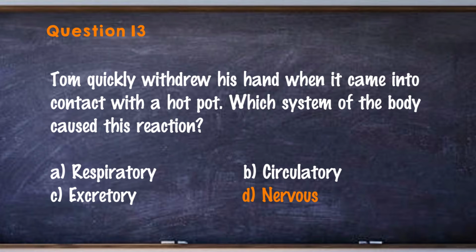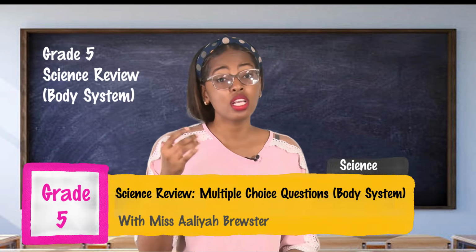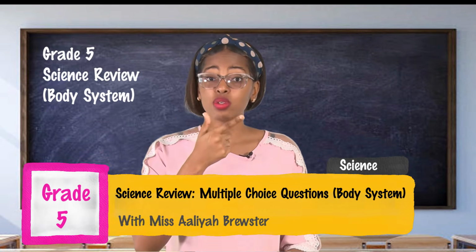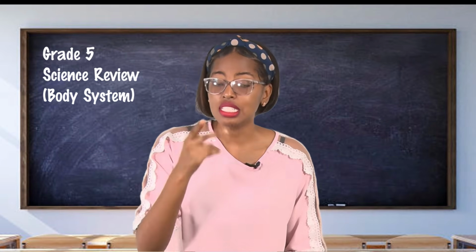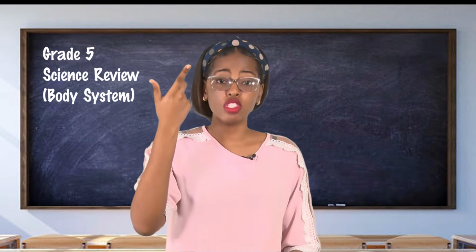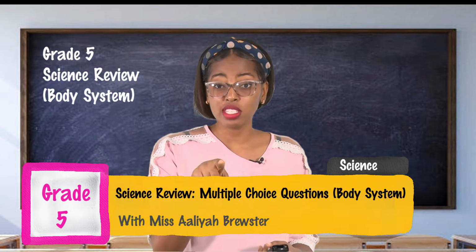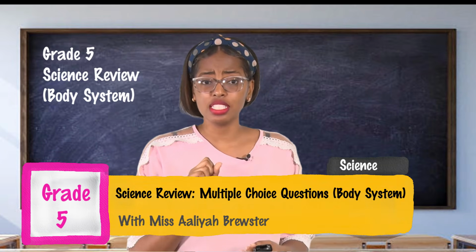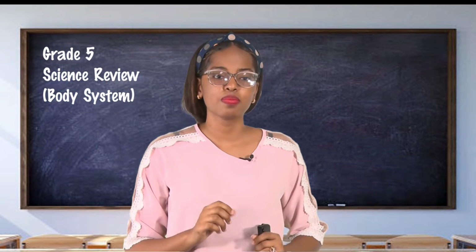The answer there is nervous. Remember, the nervous system takes information from our sense organs, including our eyes, nose, tongue, ear, and skin. So whenever we touch or see something, it sends an impulse to the brain. And all of that fancy mechanics is directly the responsibility of the nervous system. Okay, so the answer there would be D, nervous.